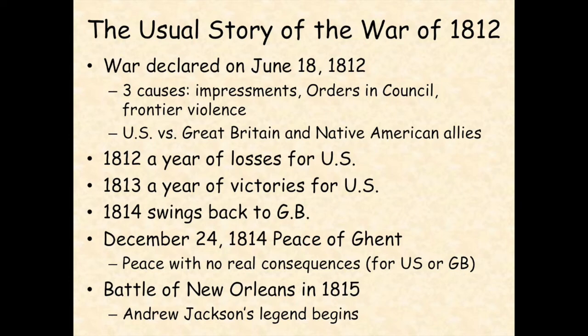That leads in December of 1814 to the Peace of Ghent, negotiated over in Europe between the British and the United States. And it's a peace with no real consequences. Status quo ante bellum is the term they use, status quo prior to the war, so that all the borders return back to the way they were. No one basically won or lost anything.